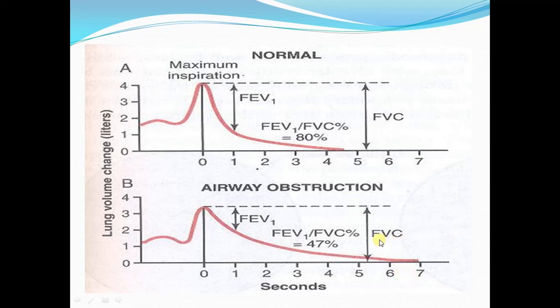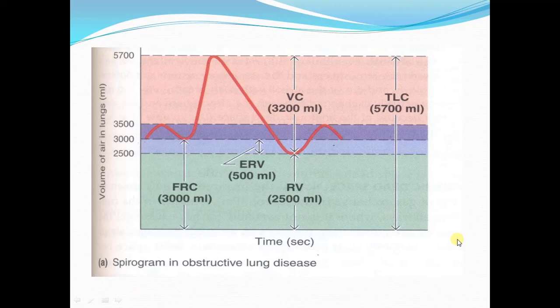So FVC, although decreased, is not decreased to a great extent, but there is a more marked reduction in FEV1, and there is prolongation of forced expiration time in obstructive lung diseases. While in restrictive lung diseases there is a proportionate decrease in FEV1 and FVC, so the ratio will not change. The same diagram.